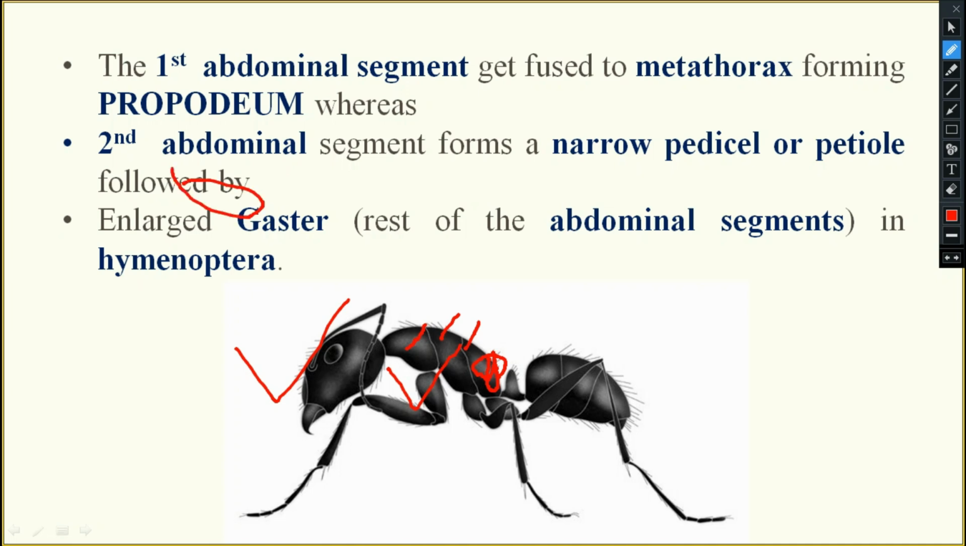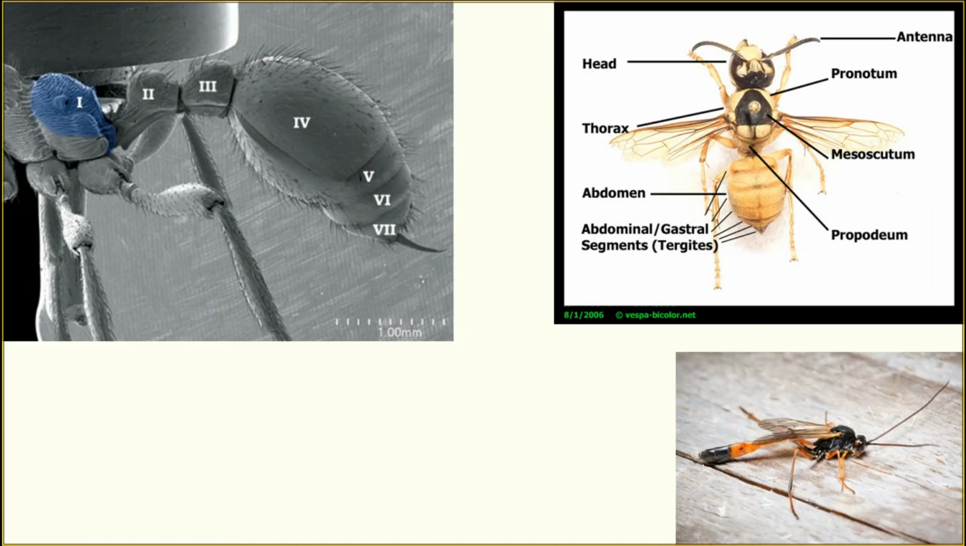Head is there, prothorax is there, mesothorax is there, metathorax is there. After metathorax, first abdominal segment will be there. So first abdominal segment and metathorax will be fused. That is known as which segment? Propodeum. Understood? This picture you see. With the metathorax, the first abdominal segment is fused. That is known as propodeum.